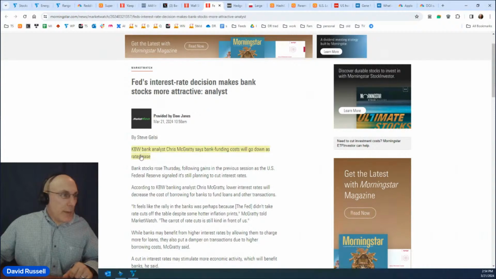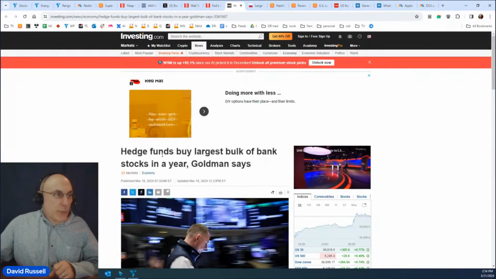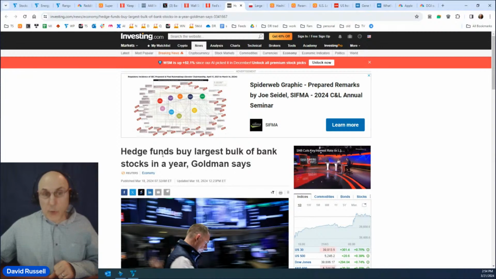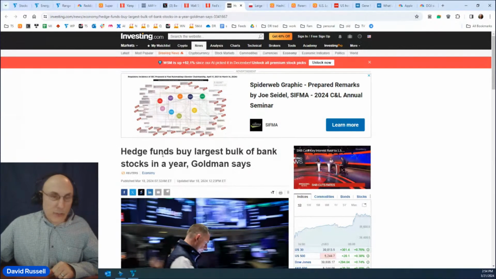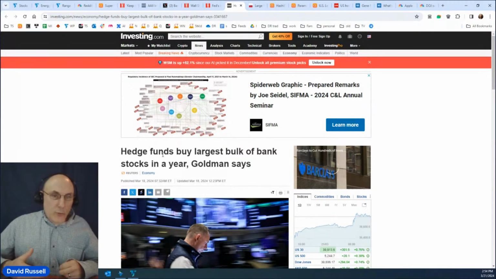So here's a note from KBW basically saying that banks are now more attractive because of the Fed kind of confirming that they're going to be cutting interest rates. Hedge funds are buying banks. Interesting, according to Goldman. Goldman also said hedge funds are buying commercial real estate liabilities. I think they're buying the mortgages themselves, but banks, regional banks, commercial real estate, hedge funds are buying. Again, these are the sort of things that you see when people are looking for the worst, for the tide to have turned. So I think these are all potential opportunities.